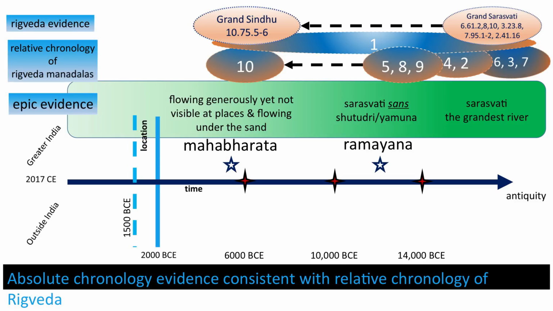There are 10 mandalas in the Rigveda. Most of you know that. So the oldest are the 6, 3, 7, then 2, 4, then 5, 8, 9. And then after a long gap, because it's a relative chronology, we don't know exactly how long, the last mandala, mandala 10 of Rigveda. And the suktas of the first mandala are distributed all over this entire chronology. So some of the suktas belong to the oldest mandalas, some of the suktas belong to the latest mandalas.